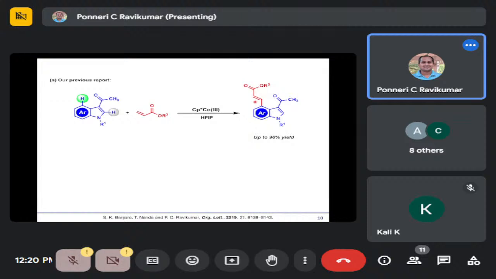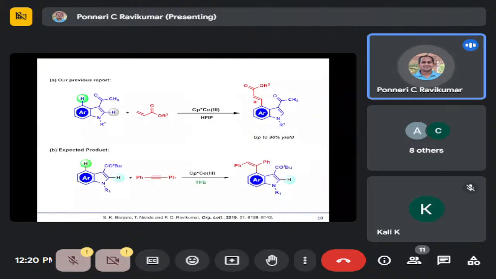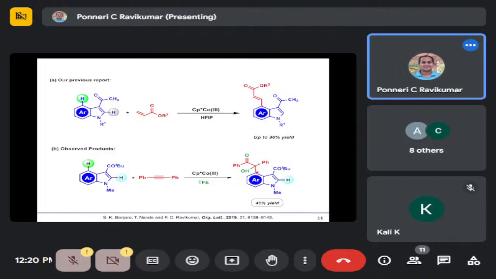As an extension of this work, we decided to use acetylene, diphenyl acetylene instead of acrylate, and get this olefinated product. But surprisingly, instead of getting olefinated product, we got this acyloin product. Since acyloin product is also an important intermediate in organic synthesis, we thought we will optimize this product and try to get a good yield, because initially we got less yield.